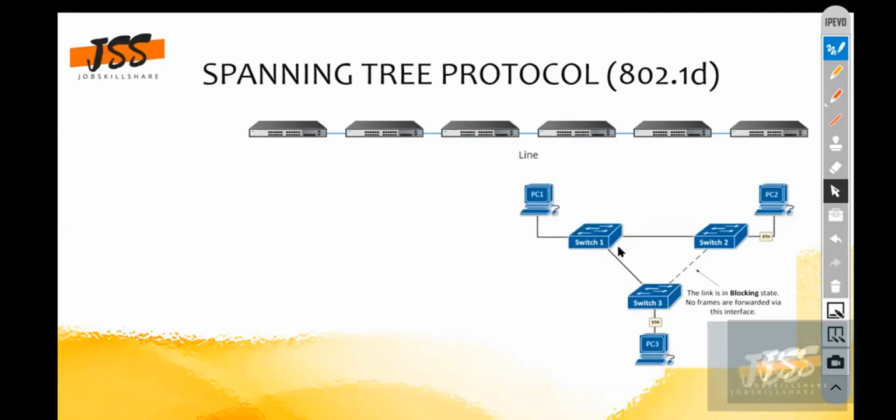If I can give you an animation, we have three switches. PC1 wants to send information to PC2 and PC3 as well. It will send the broadcast. One broadcast will go to PC2 and one will go to PC3. But you can see this link is in a blocking state. No frames are forwarded via this interface. If this were not blocked, this frame could go through this and then come back and loop around. So this is the reason we use spanning tree protocol.